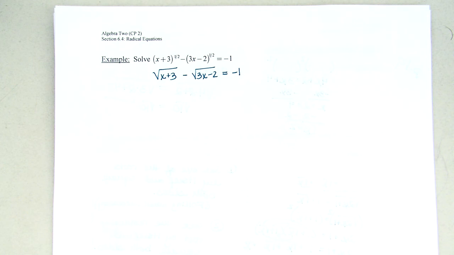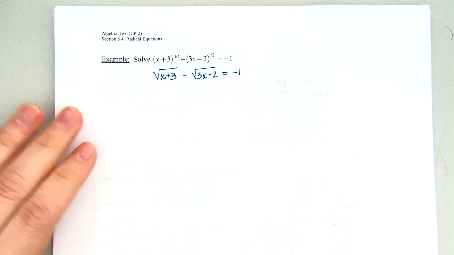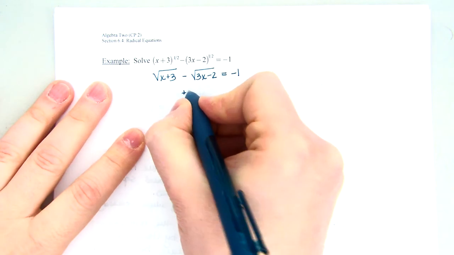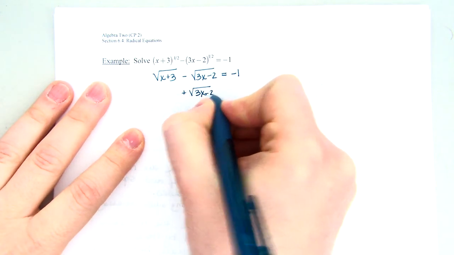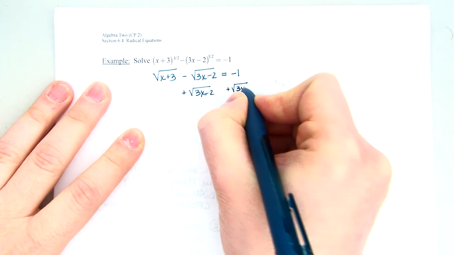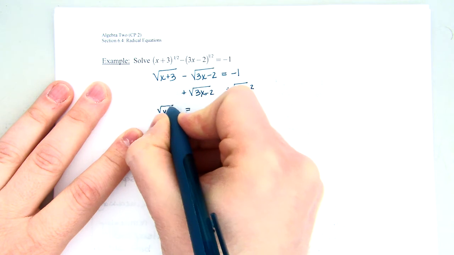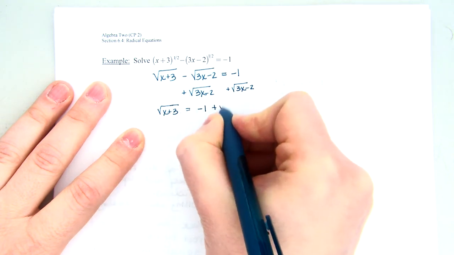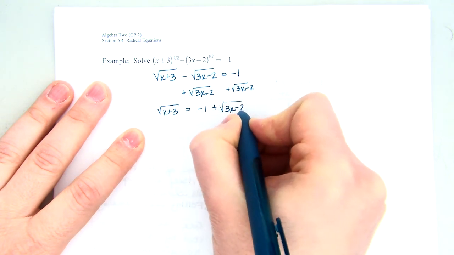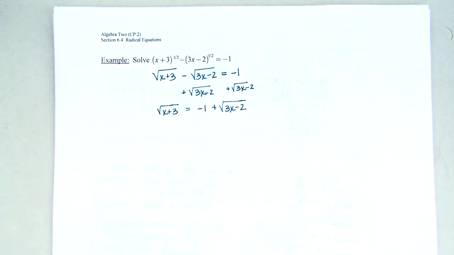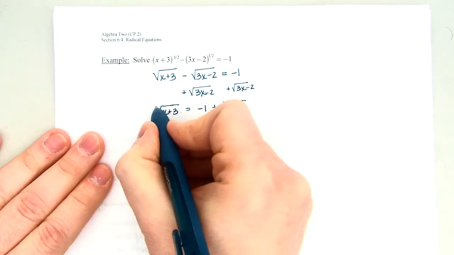So our next step is to get one of the roots by itself. What do you want to do, Jackson? I think that would be the best one to move because it's already negative, and then if I add it, it'll become positive. So square root of x plus 3 equals -1 plus the square root of 3x minus 2. We're going to square both sides now.